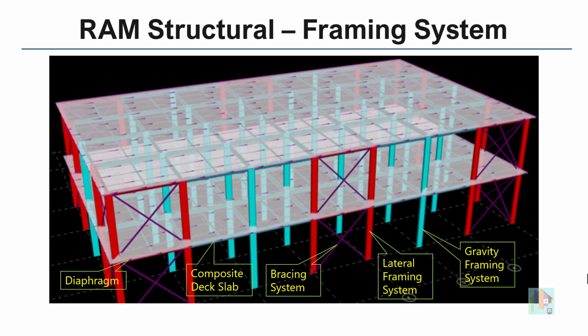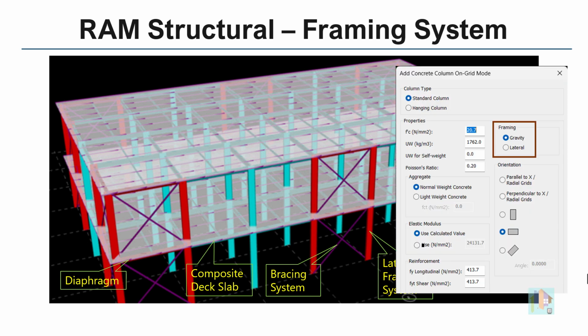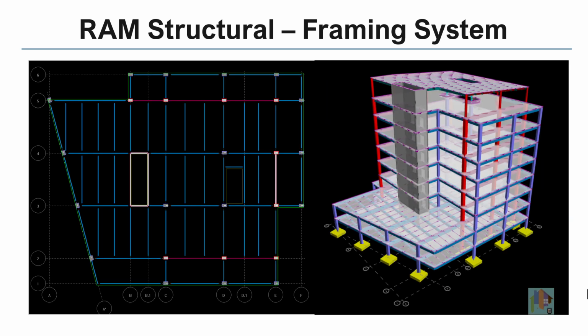In RAM Structural, we can define different types of framing system with structural bracing and diaphragm. We can define a dual framing system where some members can carry and transfer only gravity load, others carry both gravity and lateral load. This dual framing system is suggested in Indian code for proper seismic analysis. Typically for any structure, we define all the members as lateral members. In reality, central members carry most of the gravity load and peripheral members are subjected to lateral load.